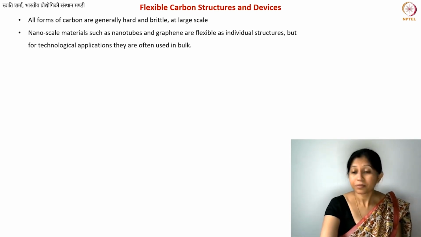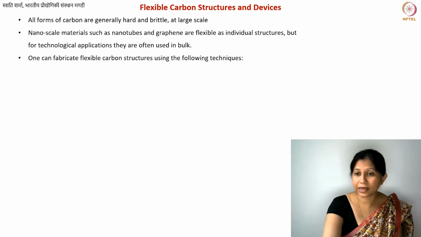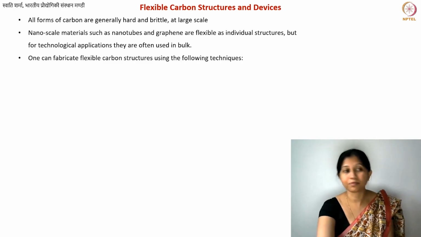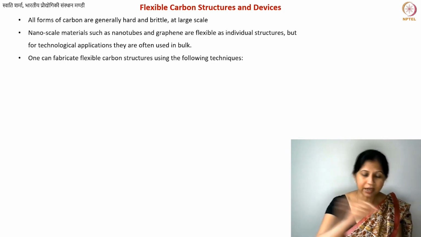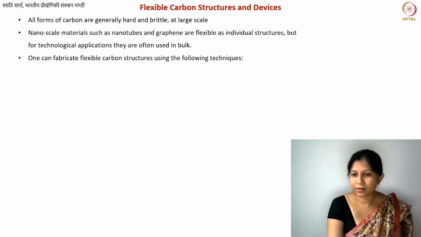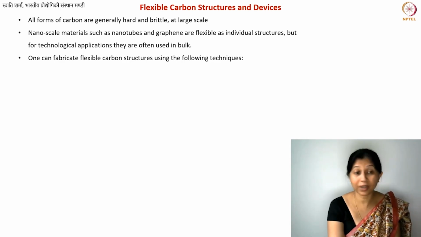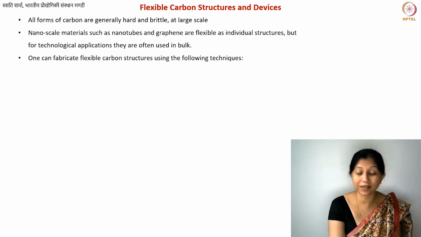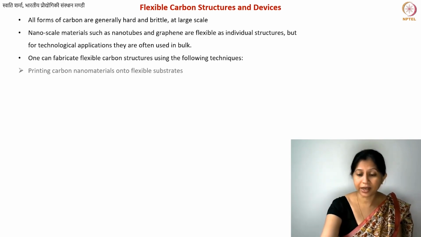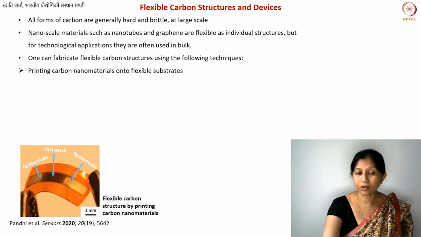You will see, first of all, you're doing this printing with nanoscale materials. Printing with an ink can be done also on a flexible substrate, right? So that is one technique of making a lot of flexible carbon devices. Okay, so that is technique number one. So let me also tell you all the techniques. The first one is printing carbon nanomaterials onto a flexible substrate.